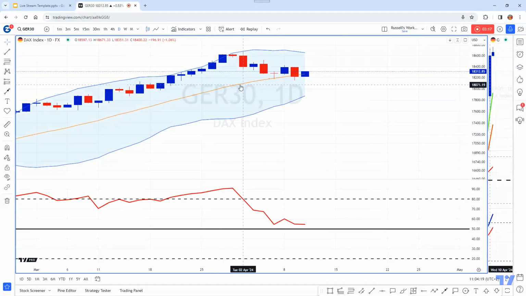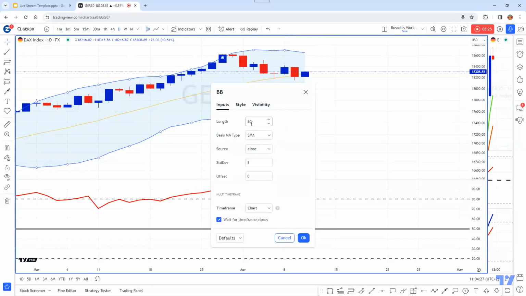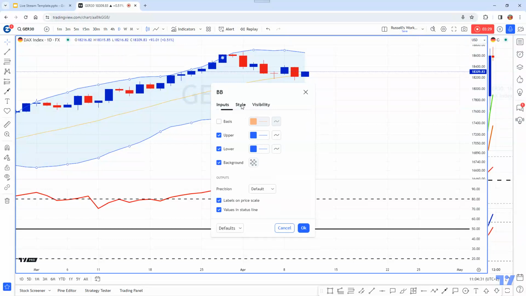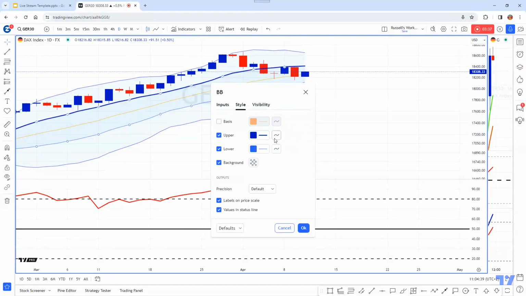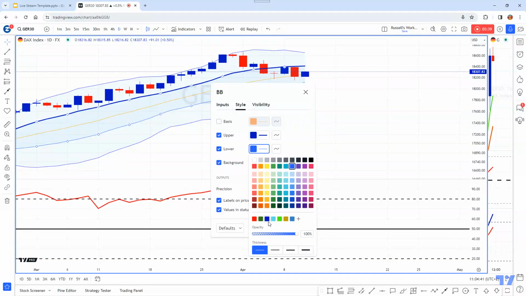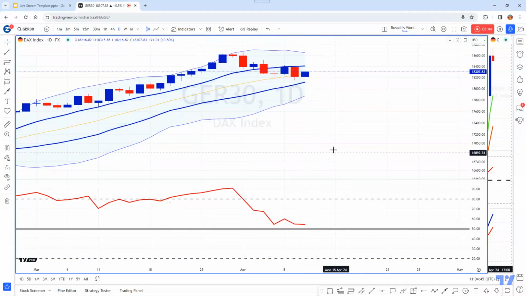Okay, so the first settings are as follows. We double click on the Bollingers. We'll take out the basis. For the inputs, make it 20, and standard deviation, just make it 0.75. And we'll make the upper a royal blue, the lower a royal blue as well, and just take out the background. Okay, so that's the first Bollinger Band.